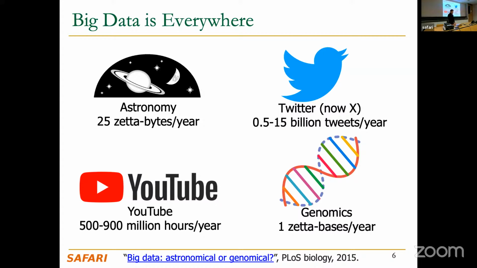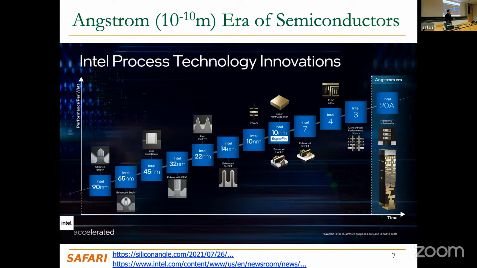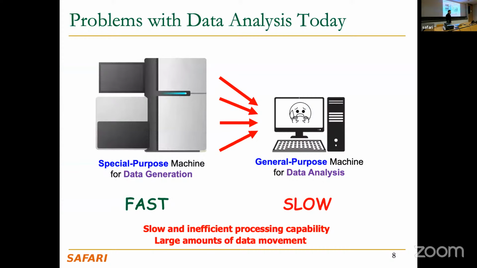So the question is, can we really catch up with the processing technology that has also been improving over the years? This is an example of perhaps Intel's recent development. They are even pushing further down to the angstrom levels, so we are talking about going beyond the nanometer scale. Essentially, the technology is clearly trying to keep pace with the speed at which we're generating data, but this is still a problem. Today we have a huge problem with data analysis, because the speed at which we're generating data is improving faster than the speed at which we're improving these processing technologies.